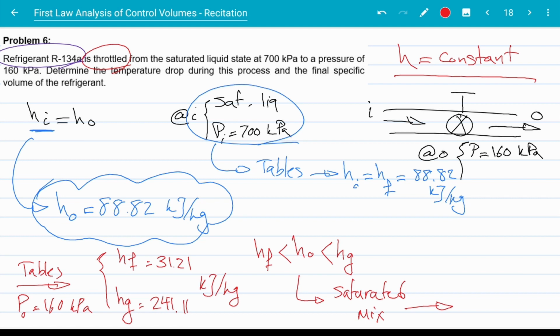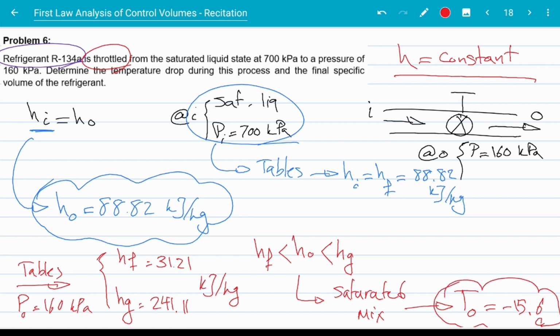When dealing with saturated mixture, the temperature of the mix is equal to the saturation temperature at the given pressure. So T at the exit is the saturation temperature of the pressure 160 kilopascals, and if you read it from the tables, it's minus 15.6 degrees Celsius.